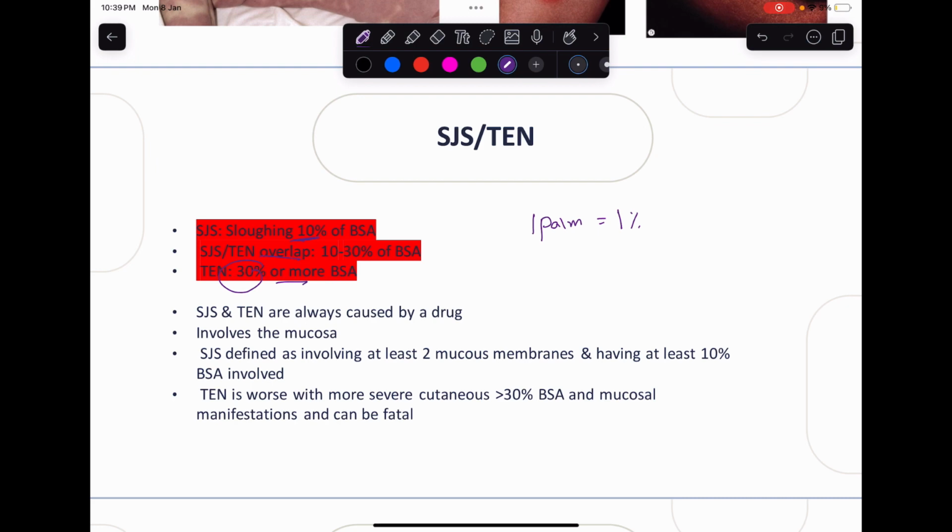طب كيف أحسب ال body surface area؟ عن طريق ال palm method. 1 palm equal 1%. طبعا لما أحسب ال body surface area أحسب بس ال necrotic area. Okay, so هذا ال first difference. Second difference إنه ال sloughing نفسه بال SJS راح يكون ال basal involvement of the basal layer only, لكن بال TEN راح يكون involvement of the whole thickness of the skin.